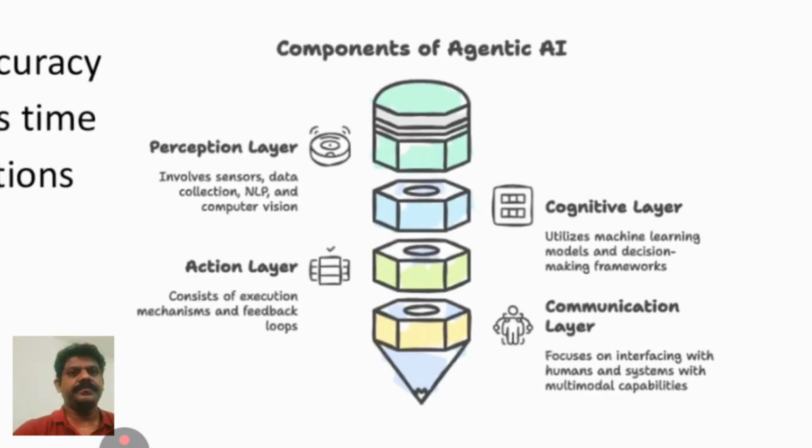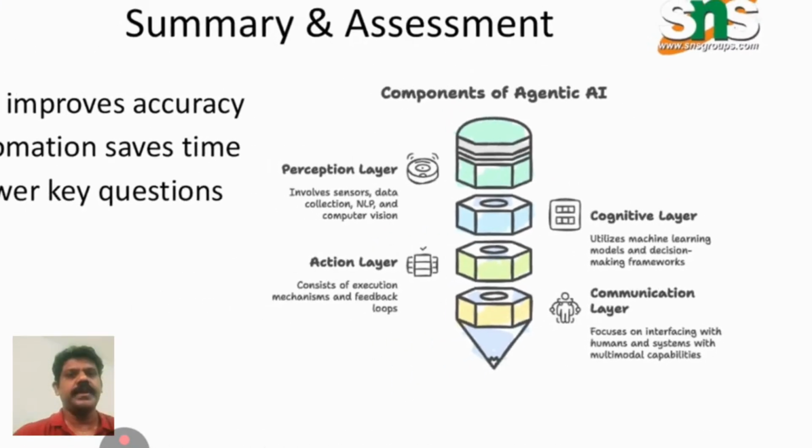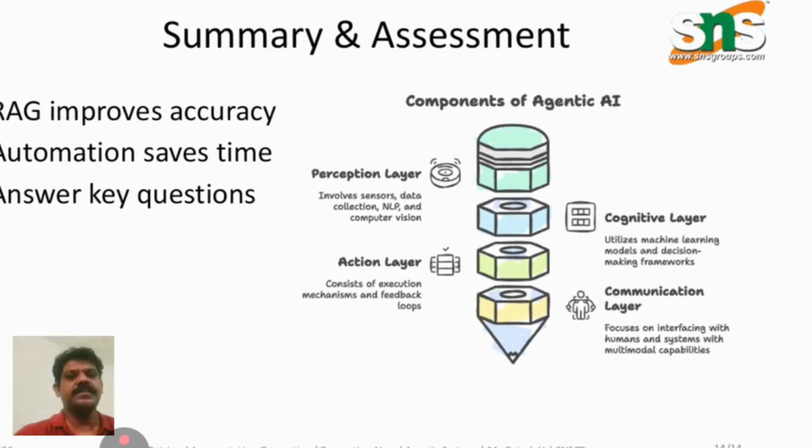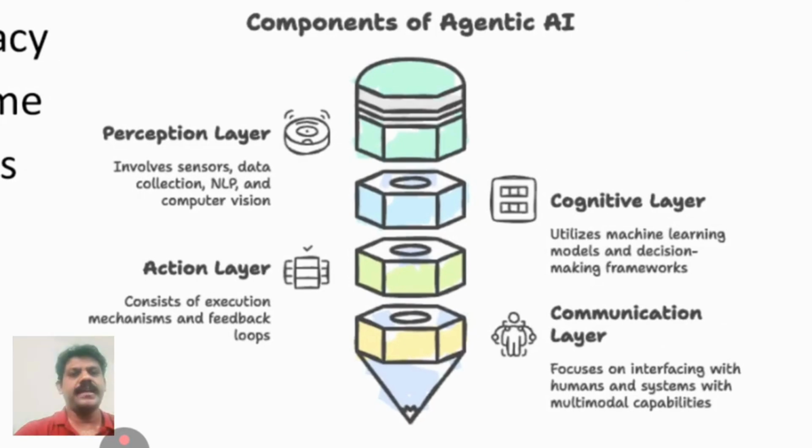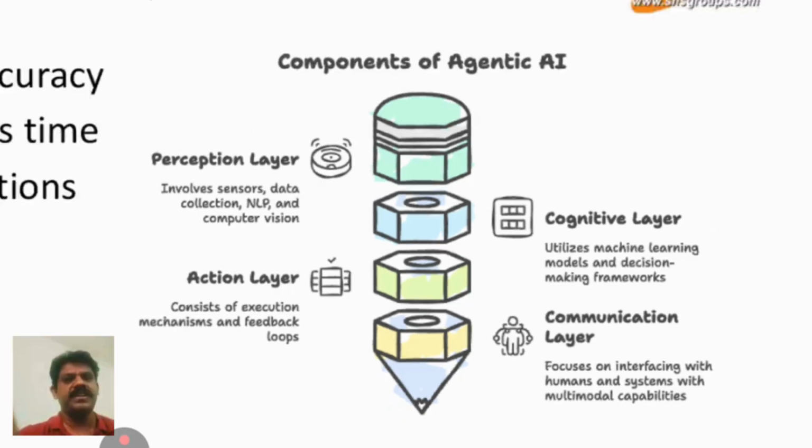And the summary here: the components you should not forget for every RAG. It is saving the time of the user, and also it is answering every key question. The four layers are here: the perception layer, which involves sensors, natural language processing, data collection, and computer vision. In the action layer, it consists of execution mechanisms and feedback loops. And in the cognitive layer, it is utilizing the ML models and decision making frameworks as well. And in the final communication layer, it is focusing on interfacing with humans and systems with multimodal capabilities.